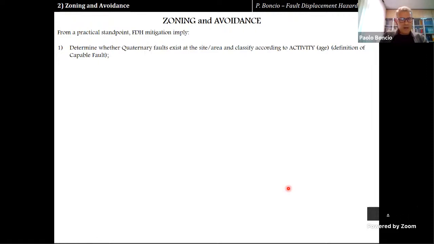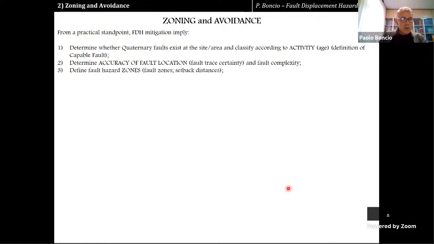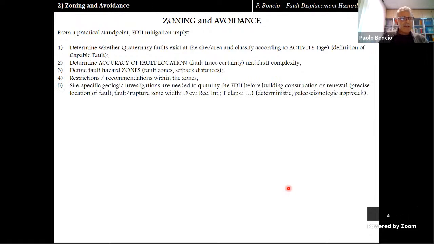determine if a quaternary fault exists at the site of interest and classify according to the activity, age. Determine accuracy of fault location. Define fault hazard zones. In general, restrictions and recommendations apply within the zones. And then site-specific geologic investigations are needed to quantify the hazard before building construction.